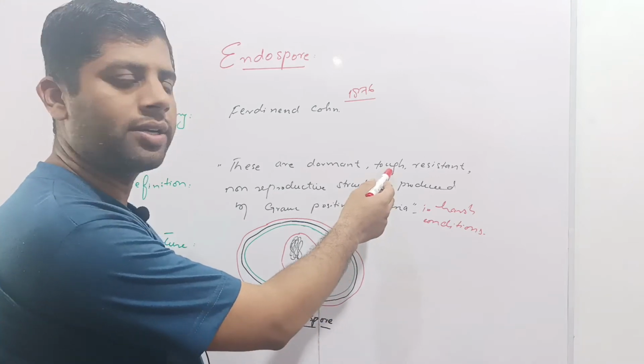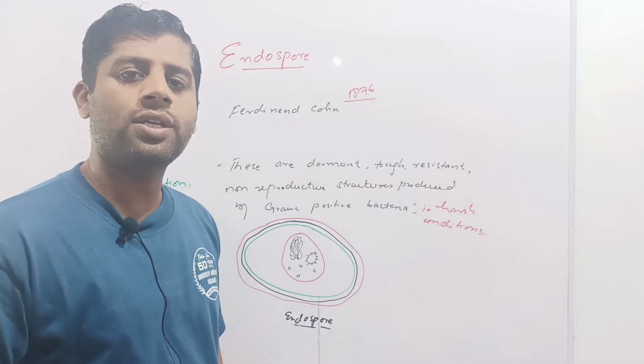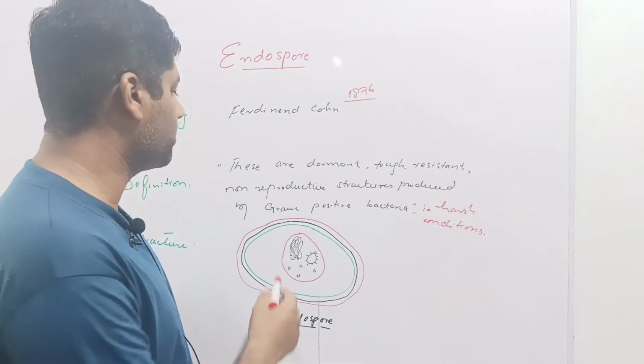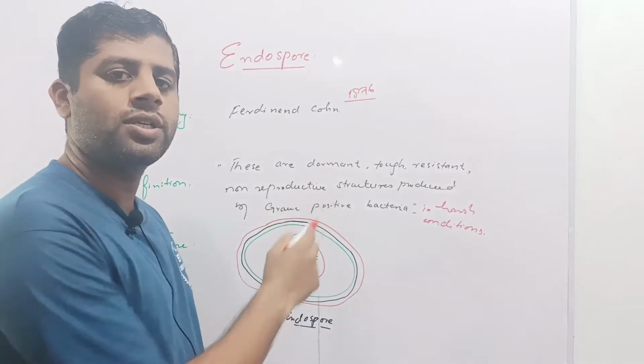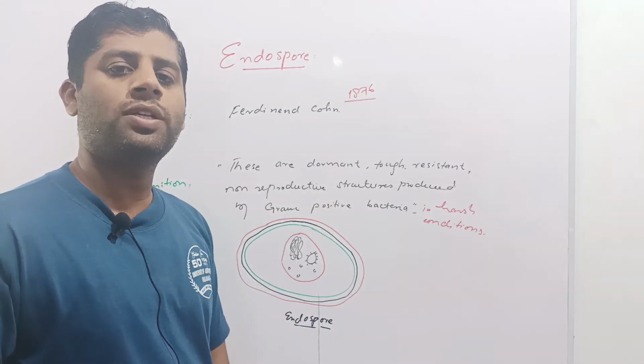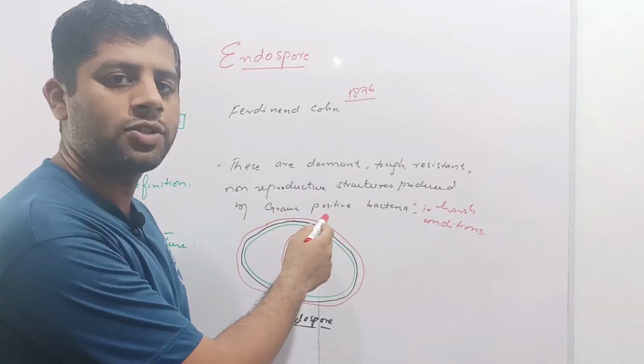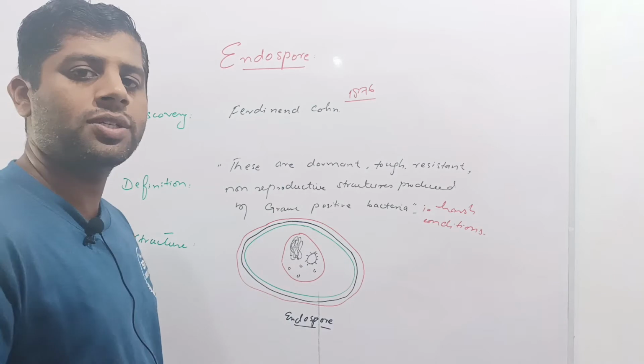These are tough or hard. These are resistant to the harsh conditions, harsh environment, unavailability of the nutrients. These can survive in these conditions. These are non-reproductive structures because these yield only one bacterium per spore, and these are most often produced by the gram-positive bacteria. This is the rough diagrammatic structure of the endospore.